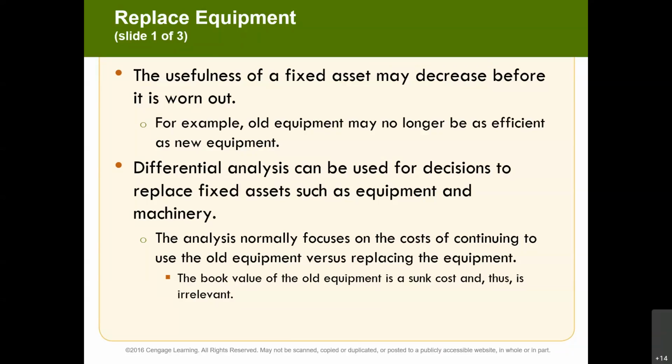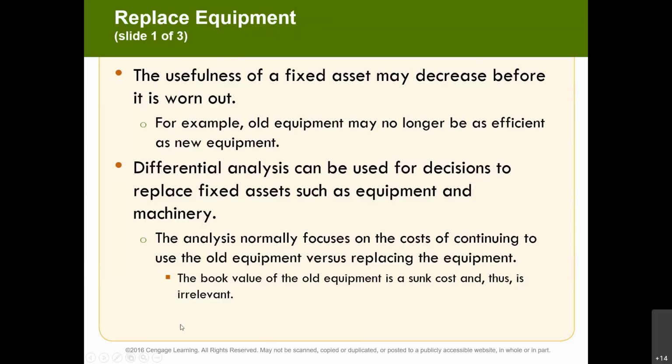The usefulness of a fixed asset may decrease before it's worn out. For example, old equipment like a chiller may no longer be as efficient as new equipment. And eventually it'll probably break, by the way. Differential analysis can be used in making the decision to replace fixed assets such as equipment and machinery. The analysis normally focuses on the cost of continuing to use the old equipment versus replacing it. The book value of old equipment is a sunk cost, and thus it is irrelevant.